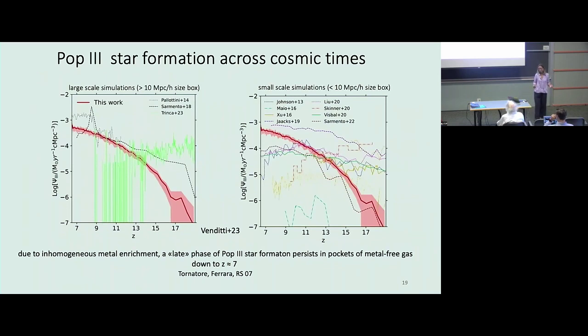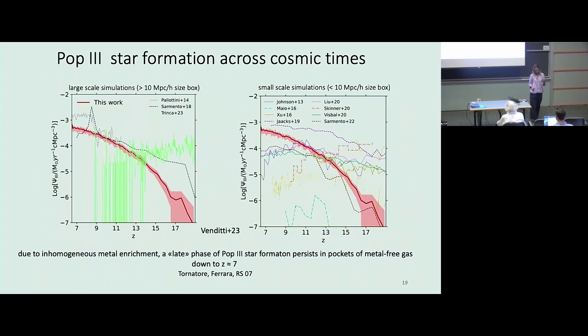Now, of course, this uncertainty in the Pop III IMF translates into an uncertainty on the comoving star formation rate density evolution of Population III stars, and I borrowed this from a recent paper by Alessandra Venditti, where she compared the result of her simulation with other similarly large-scale and small-scale simulations in terms of the predicted star formation rate density evolution in Pop III stars. And as you can see, depending on the resolution of the simulation and the different physical input that they have, you have a huge variation, orders of magnitude variations in the predicted star formation rate density of Population III stars.